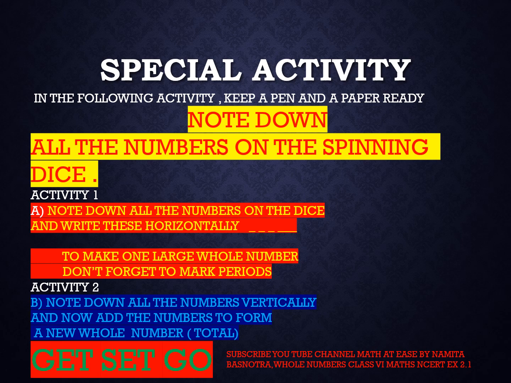That is activity 1. And activity 2 is that you will then write all the numbers on the dice vertically and add them and make another large number. That will be the total of the numbers. And if you want, you can write the number name of that too. So are you ready for the game? Here we go.